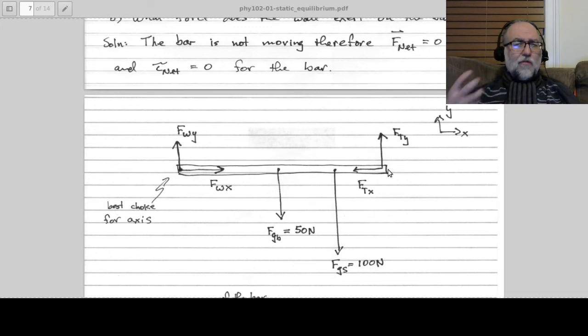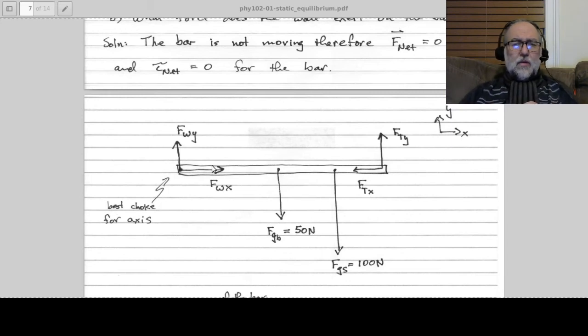And then you have to ask yourself, what forces are acting on this bar and where? The first thing is that the bar has a mass of 5 kilograms. So a mass of 5 kilograms is a weight of 50 newtons. And you say, well, where do I put that 50 newtons? Do I put it over here? Do I put it over there? Because where's gravity acting on the rigid object? All along it, at every point.